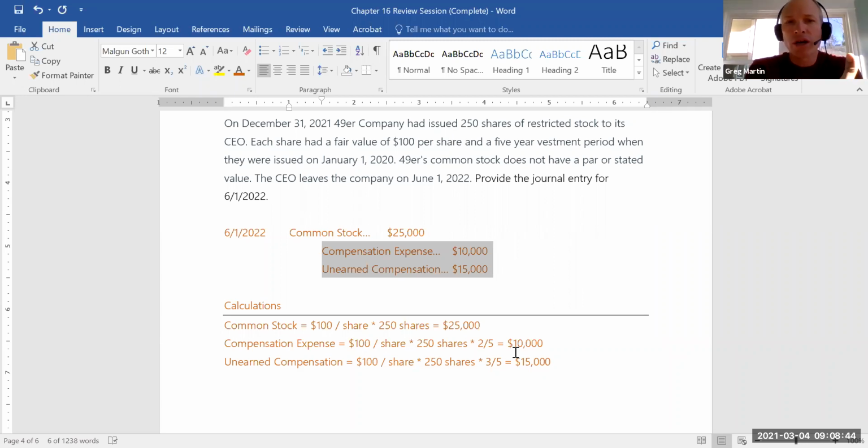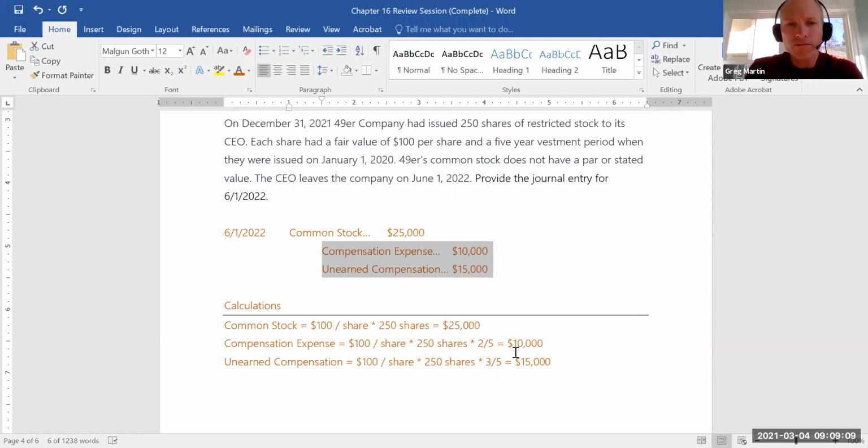Now we come to the end of 2021. Again, we debit compensation expense 5,000 and credit unearned compensation another 5,000, again 1/5. So now the balance in unearned compensation is down to 15,000. The compensation expense account gets closed to income summary, and so again that's balanced out to 0.